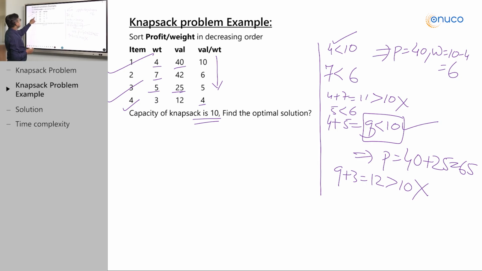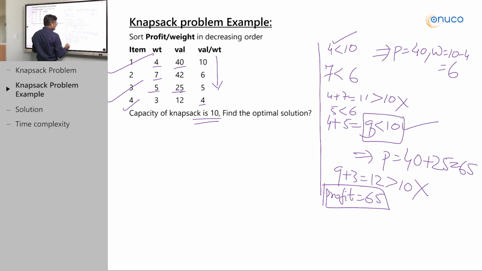Item 2 we have rejected because the weight of the item is 7, but the remaining space left in your knapsack is 6. Hence, it has to be rejected. So, based on dynamic programming, our maximum profit here is 65. Right? And which items are selected? Item 1 and 3 are selected. So, this is based on dynamic programming.